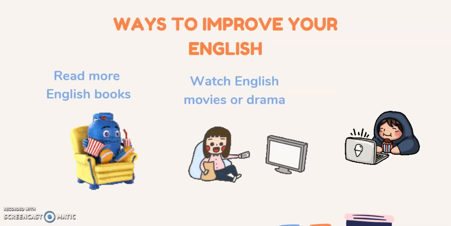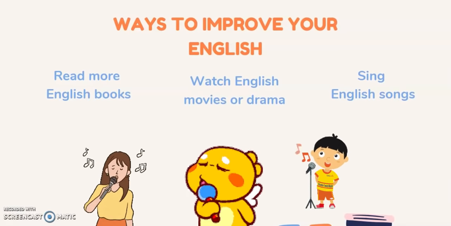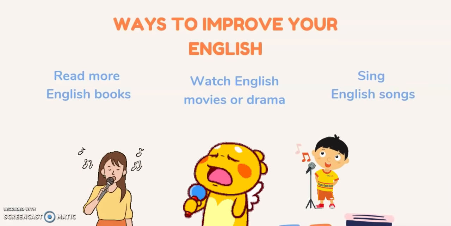Secondly, watch English movies or dramas. This is one of the most effective ways in which you can learn and entertain yourself at the same time. Even if you are watching your Korean drama series, switch the subtitle to English. Other than that, sing English songs. Not only just listening to the songs, search the lyrics and sing along. Singing helps you to improve your listening skills as well as your pronunciation. And at the same time, it helps you to release tension.